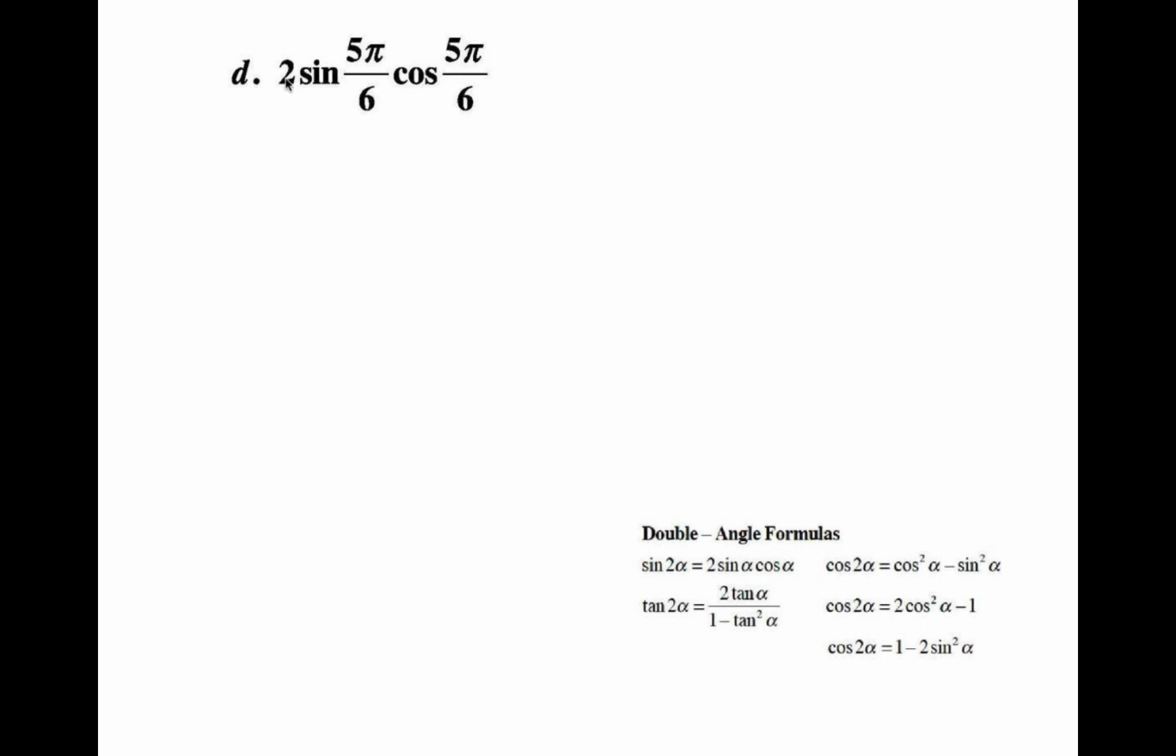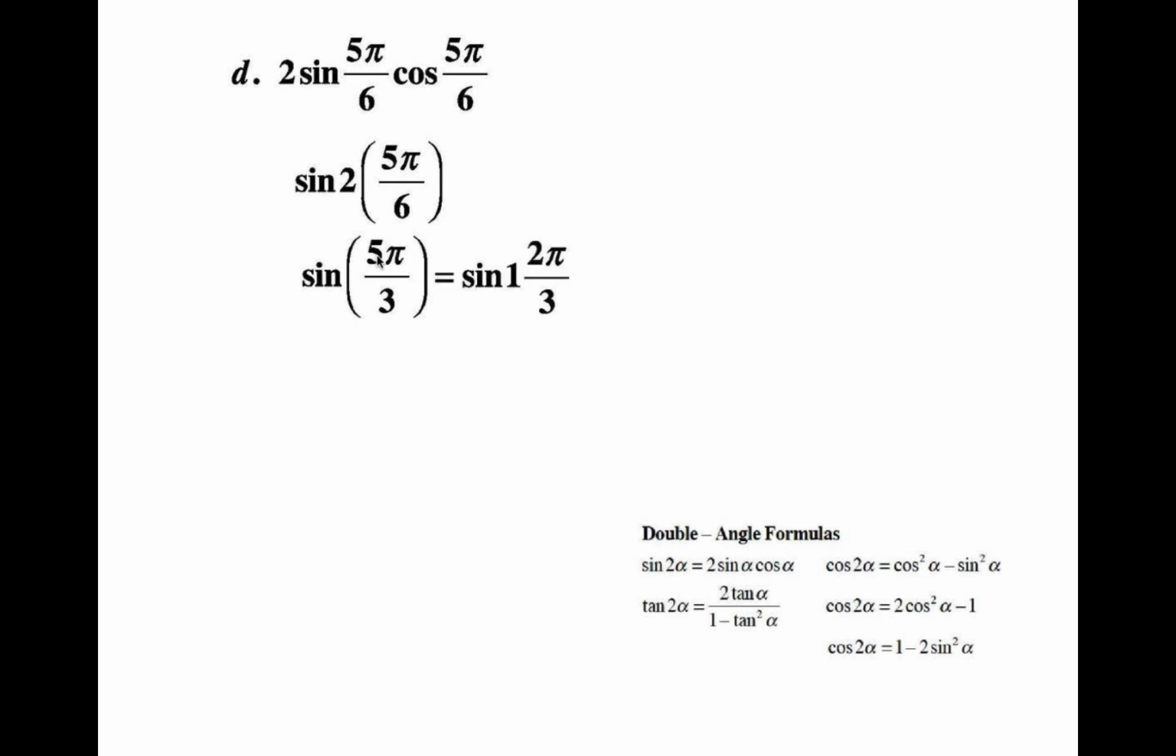All right, for D, again, you have 2 sine cosine. That's the double angle formula for sine. So we're going to do sine of 2 times 5 pi over 6. 2 goes into 6 3 times. So you're left with sine of 5 pi over 3, which is a mixed number. 3 goes into 5 once with 2 left over. So it's 1 2/3 pi.